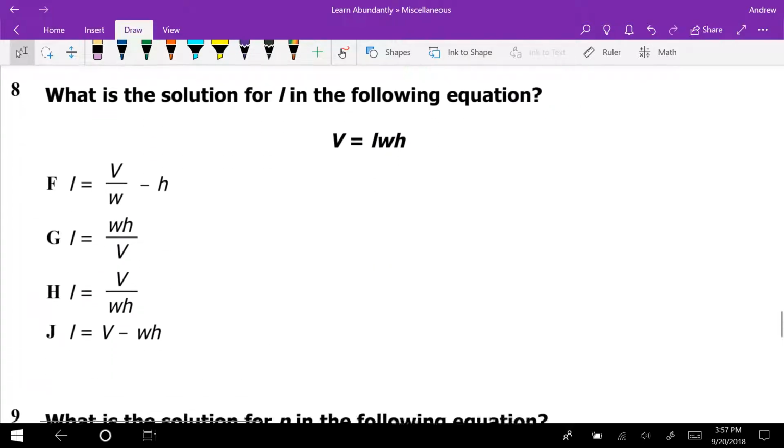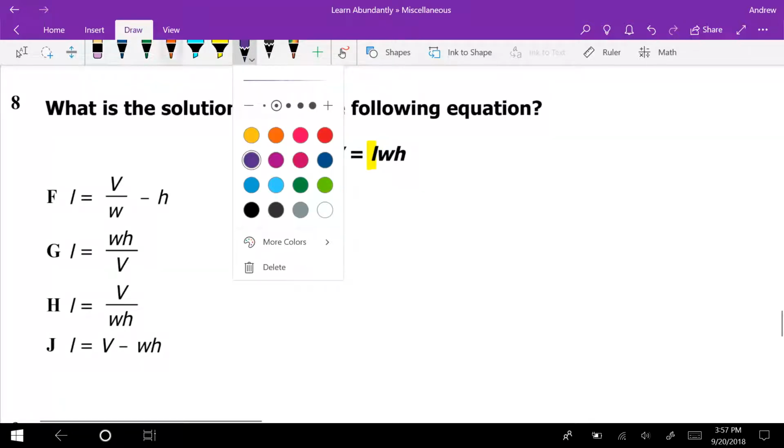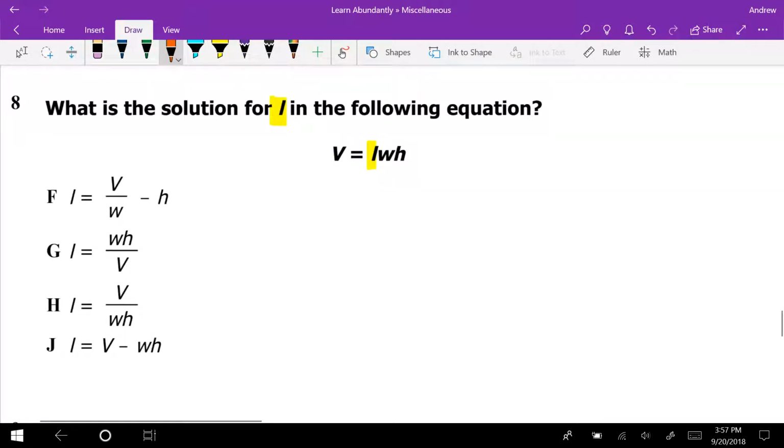Cool. Number 8. What is the solution for L? That's an L. So we're trying to get L by itself. Right now, L is doing, this is one of my favorite ones, whenever they have just multiplication. So I can get rid of just multiplication by just doing division. I'm going to divide by WH on both sides. And we already saw one kind of like this. V over WH. Cool, cool? And that cancels out there.